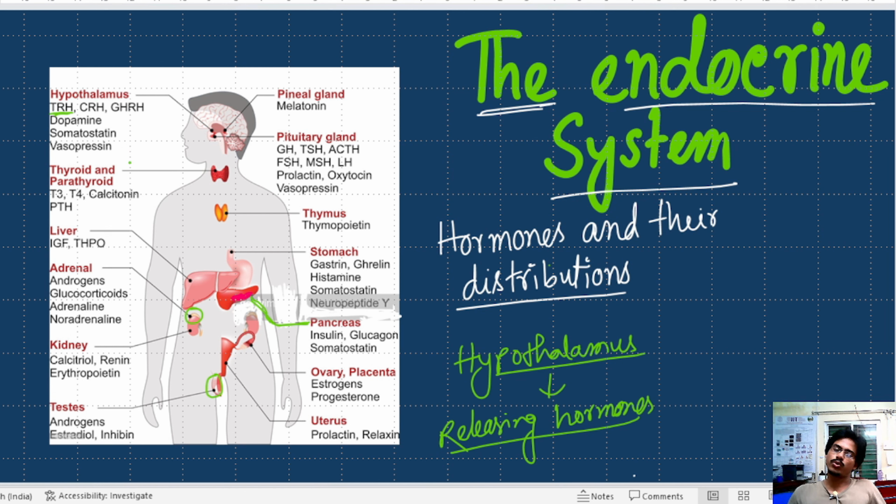And then the pituitary gland can release growth hormone, thyroid stimulating hormone, adrenocorticotropic hormone, follicle stimulating hormone, melanocyte stimulating hormone, luteinizing hormone, along with prolactin, oxytocin, and vasopressin. These are the hormones secreted from the pituitary gland.